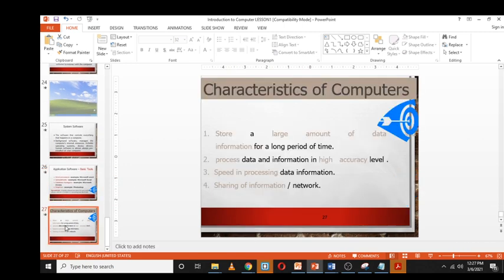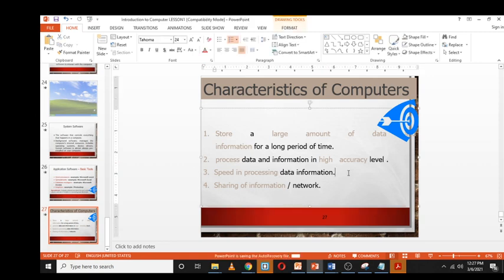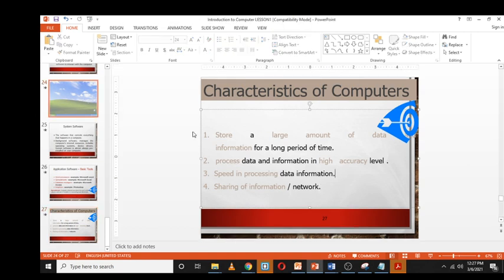Okay. Now lastly, we are going to look at the characteristics of a computer. The characteristics of a computer are mainly, first, to store a large amount of data for a very long period of time, and secondly, to process data and information with a high level of accuracy, and thirdly, speed in processing data and information, so it's very fast, and lastly, sharing information over a particular network. So that's the lesson for today.